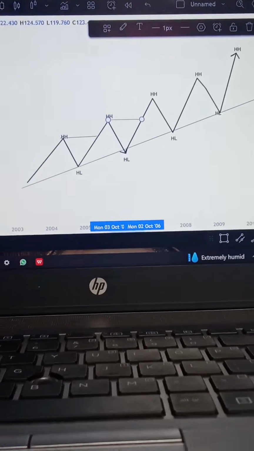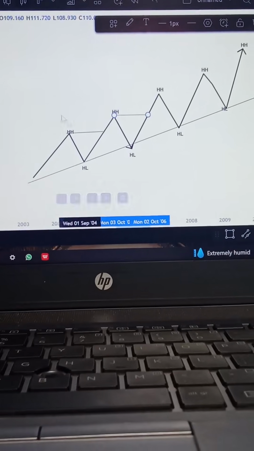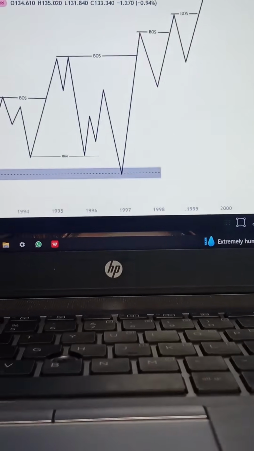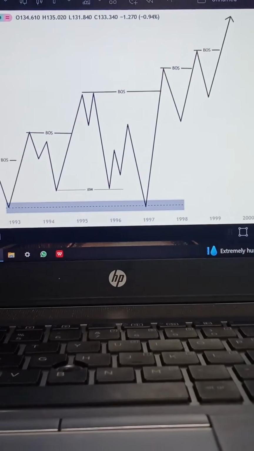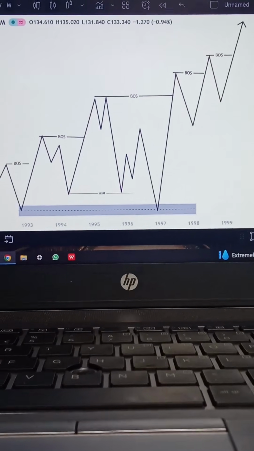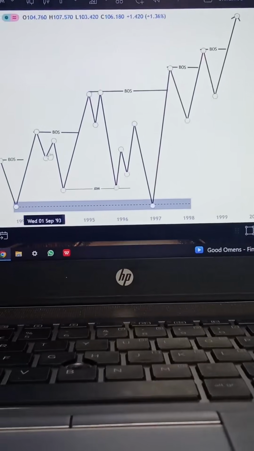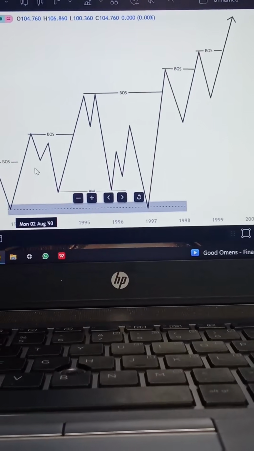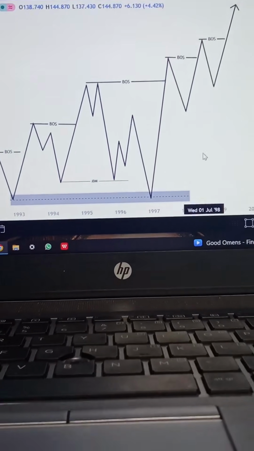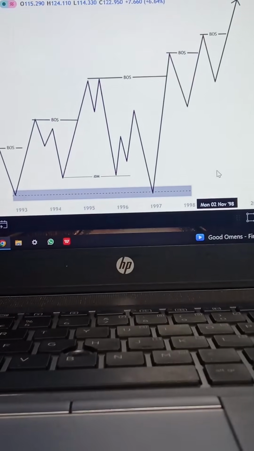But then you go into the market and you start seeing structures that look like this. Okay, this is sometimes how the market looks. It's creating all of these internal structures. So sometimes the market is not always as straightforward as it looks.